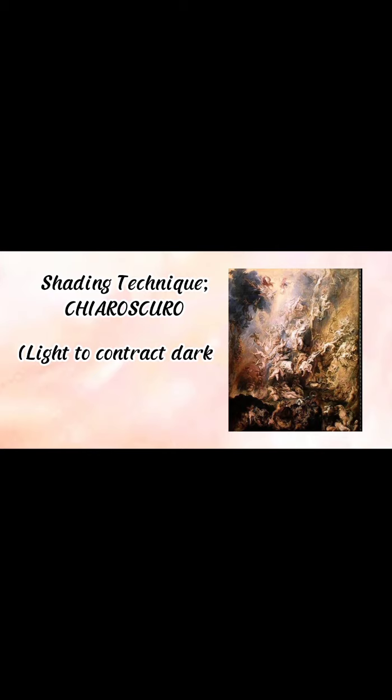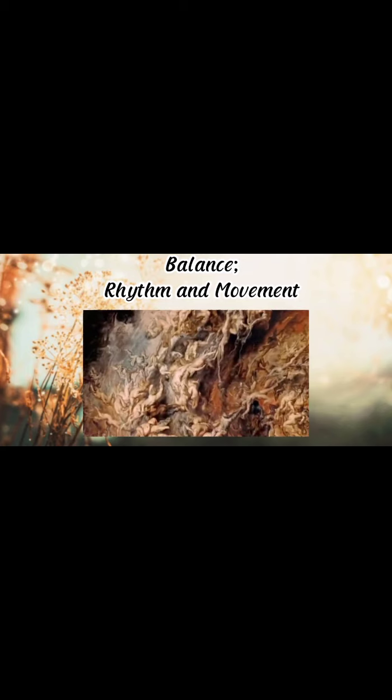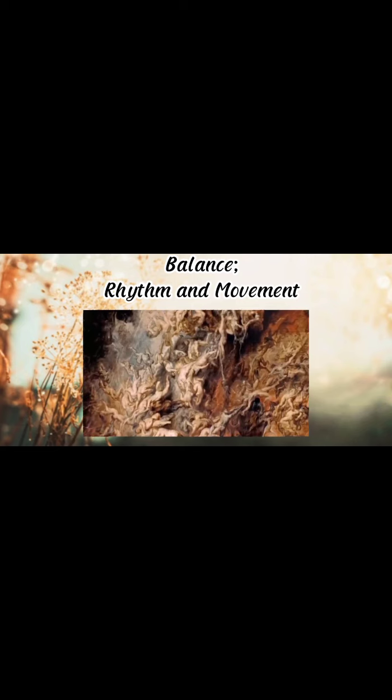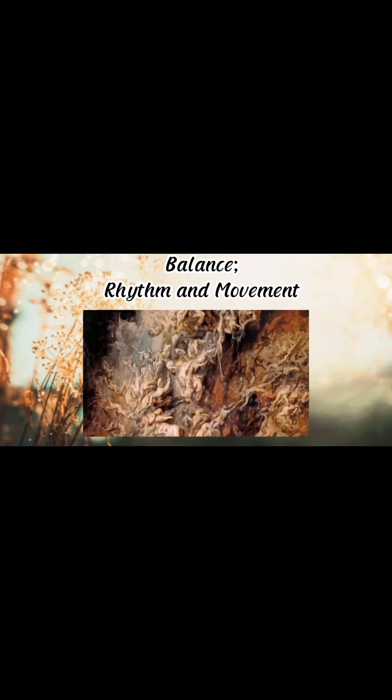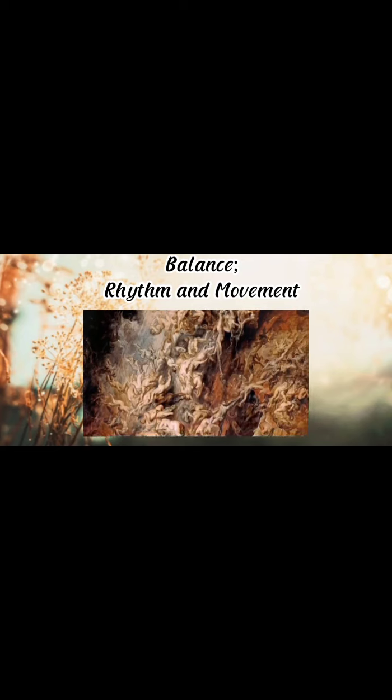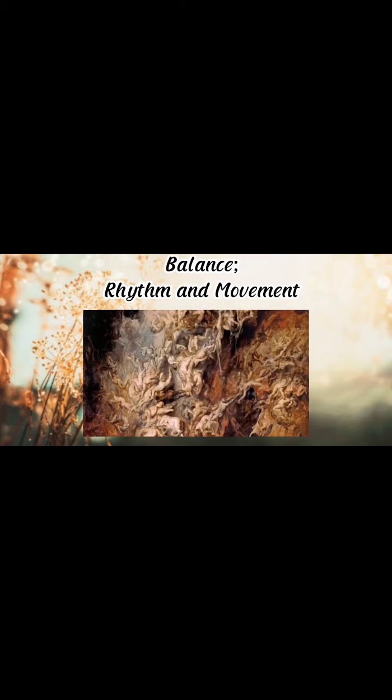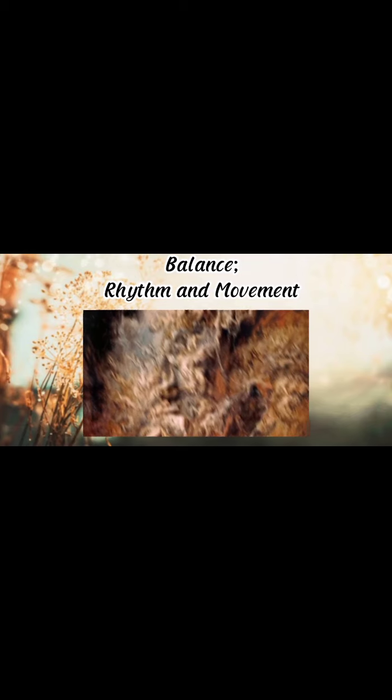chiaroscuro. The technique of using light to contrast dark really gives movement and drama to the painting. It almost feels like a waterfall as the bodies cascade down and the demons create the bubbling plunge basin. As you see, the balance that they use is rhythm and movement, because it shows elements of pattern and repetition that create a sense of harmony. Rhythm can be seen in patterns, in relationships between colors and shapes, and in repetition of lines and forms.